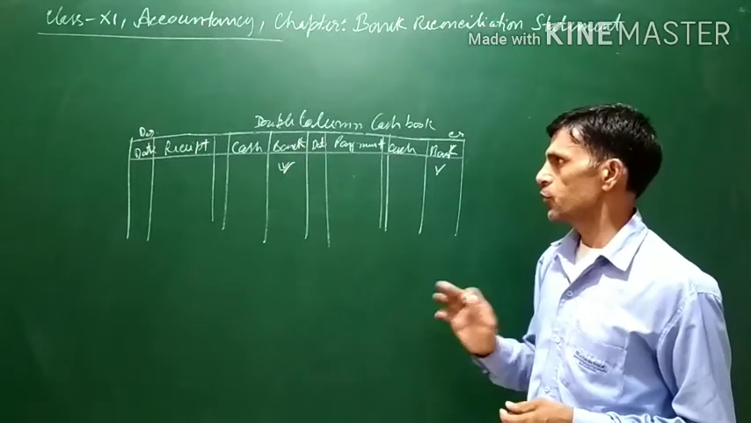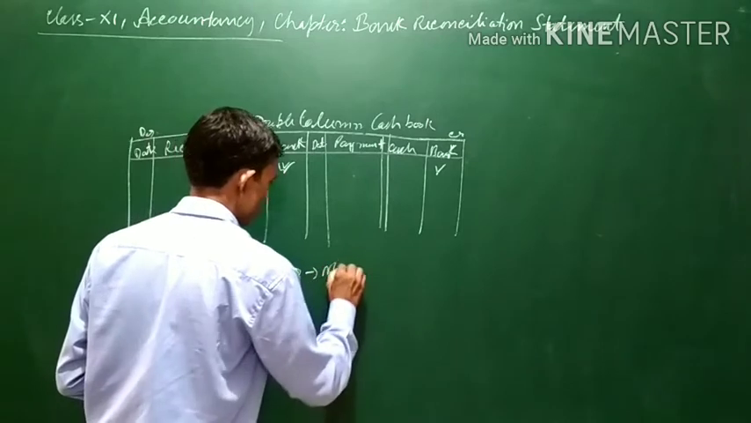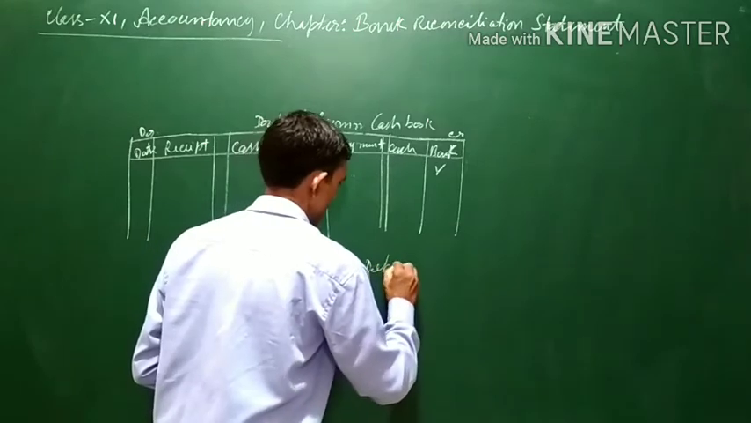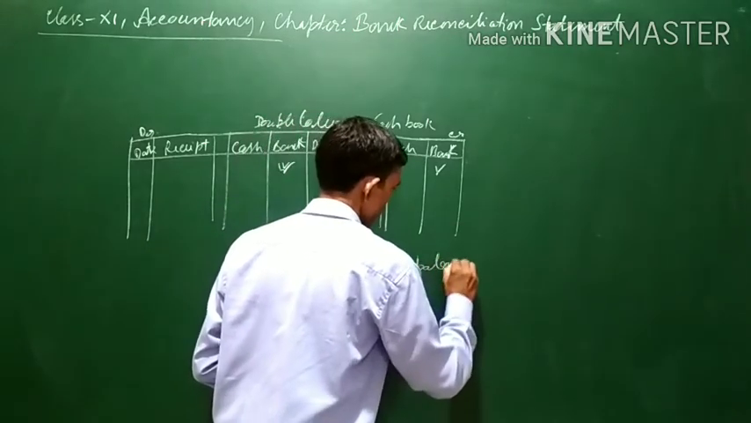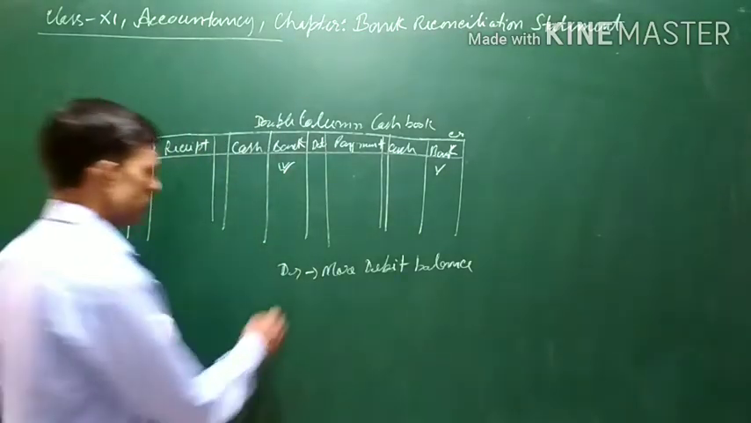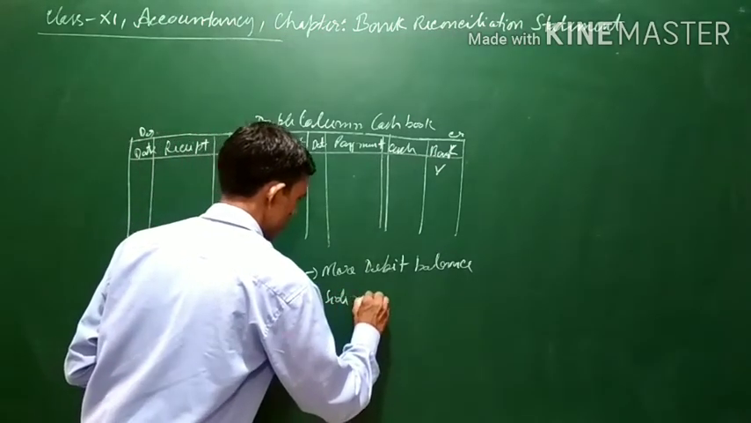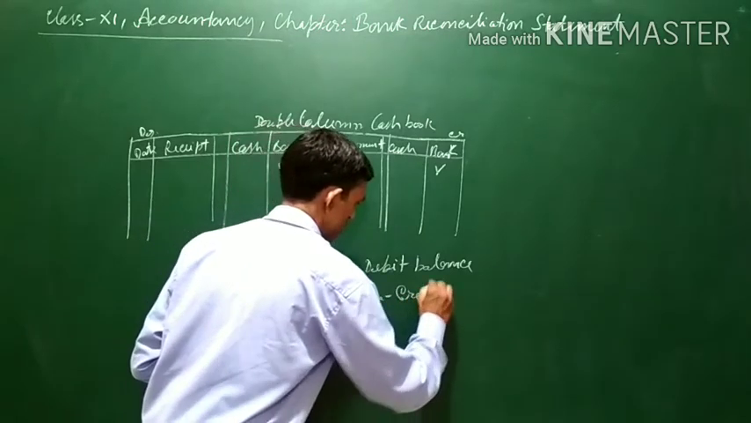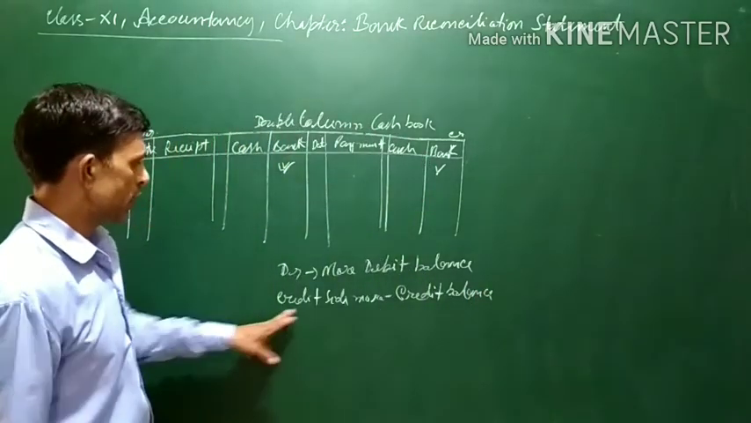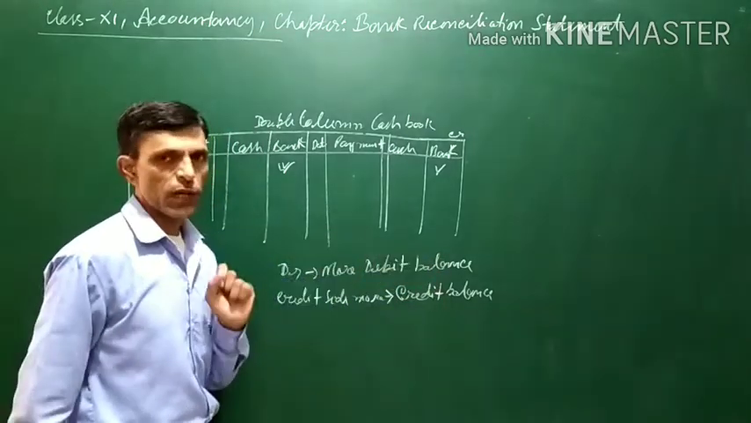Now one more important thing to be noted is that when the debit side is more, it is known as debit balance. When the credit side is more, it is known as credit balance. Credit side more means credit balance. If debit side is more, it means debit balance.